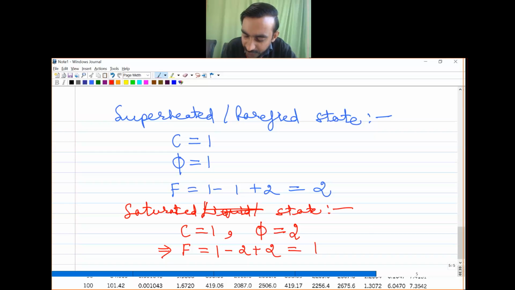plus 2. So it means if we have any substance either in saturated liquid state or in saturated vapor state, we require only one independent property, one intensive property, to specify its state. Okay, that will be true only when we are interested in knowing the property either in the saturated liquid state or in the saturated vapor state.